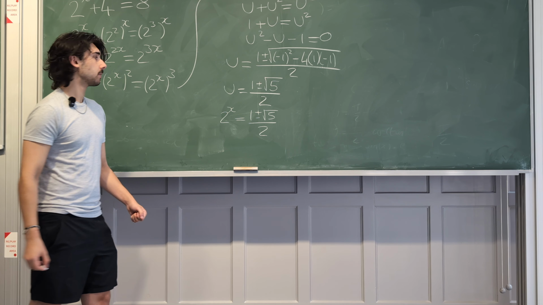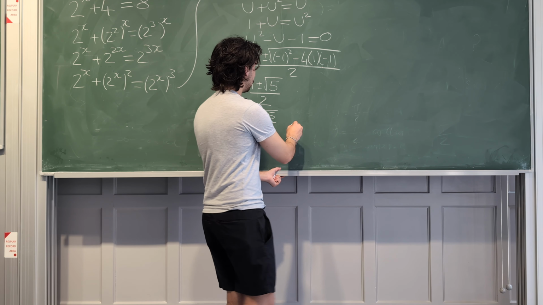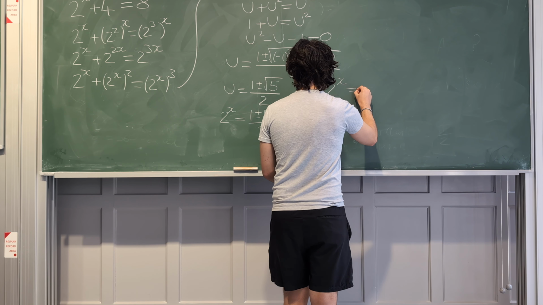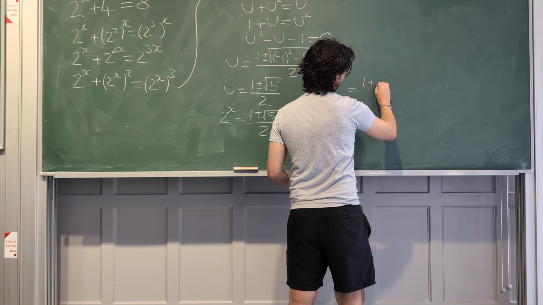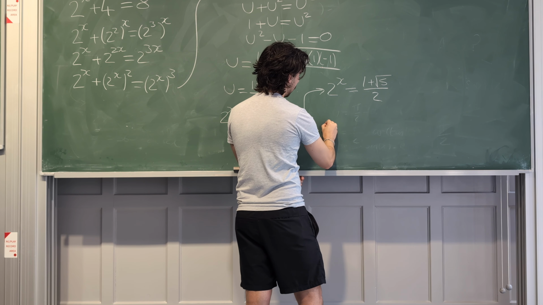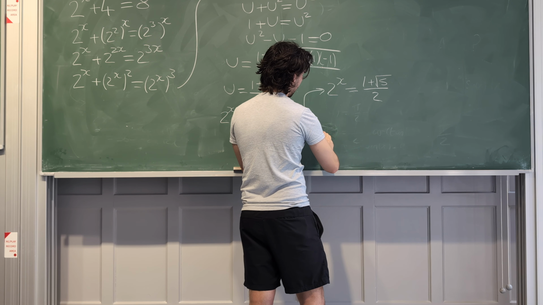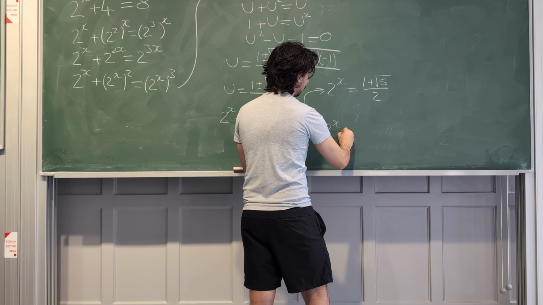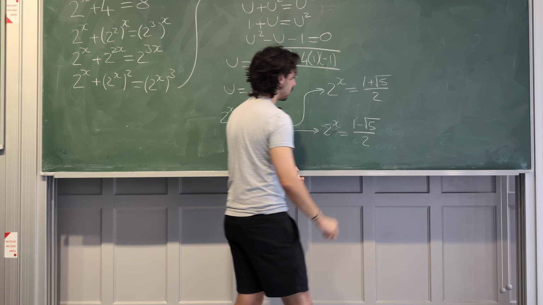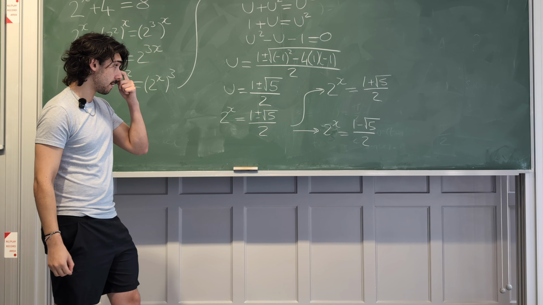And we're looking for x. So I'm going to rewrite this as 2 separate equations. The first equation is that 2 to the x is 1 plus root 5 over 2. And the other one is that 2 to the x is equal to 1 minus the square root of 5 over 2. Okay, just splitting that into 2 cases there.